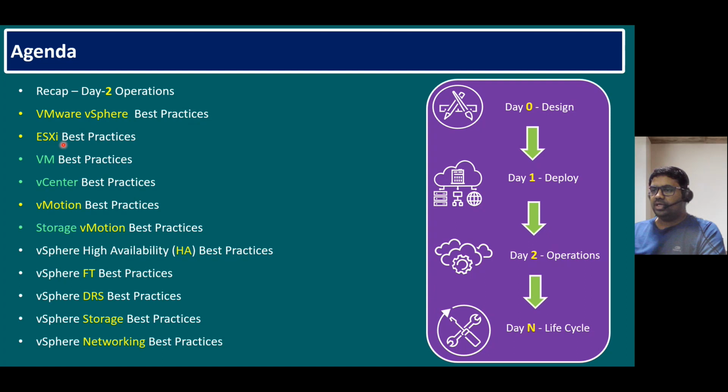And within the vSphere, I'm going to cover mainly 10 topics, all the best practices. The key topics are ESXi, virtual machine, vCenter, vMotion, storage vMotion, high availability, FT, DRS. These are all the vCenter key features. FT, DRS, distributed resource scheduler best practices, and also the vSphere storage best practices. And finally, we'll close the session with vSphere networking best practices.